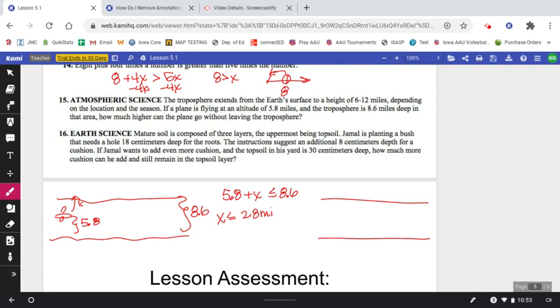So here's my topsoil, and Jamal is digging a hole. My topsoil is 30. And Jamal has dug this hole that's 18. Then it also suggests another 8. And he wants to know how much more can he add and still be within the 30. So he knows he needs 18 plus another 8 for cushion, and how much more to stay within the 30, so less than or equal to 30. So combine like terms here gives me 26 plus x. Subtract the 26 gives me 4 inches left.